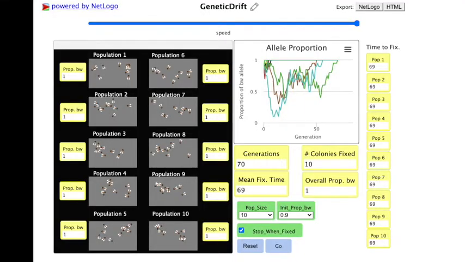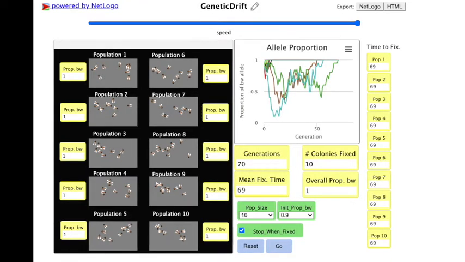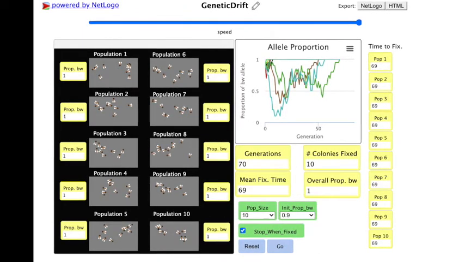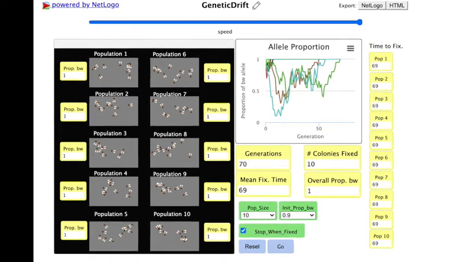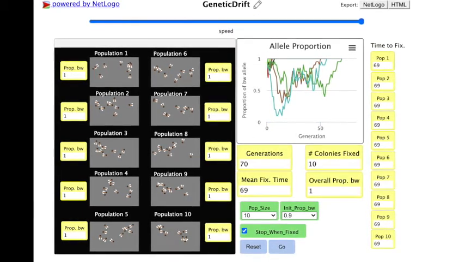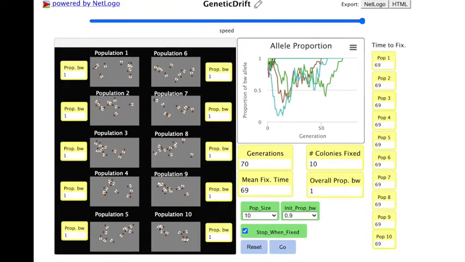For my final model, I have chosen the random genetic drift. The model focuses on the adaptation of a classic experiment made by Peter Buri in 1956. This experiment documents the genetic drift in laboratory populations of Drosophila.